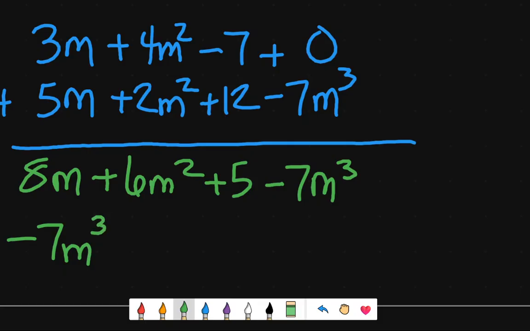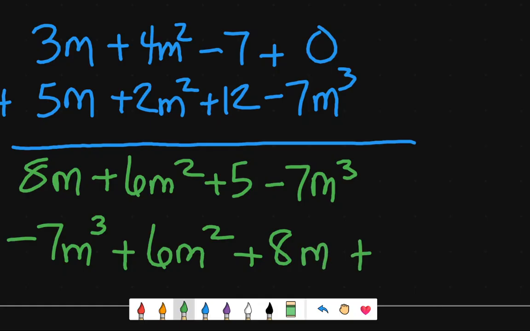So negative 7m to the third power plus 6m to the second power plus 8m plus 5. Now remember that these expressions are the same. They just have been moved around. This is the final answer. And this is subtracting polynomials in a mini lesson.